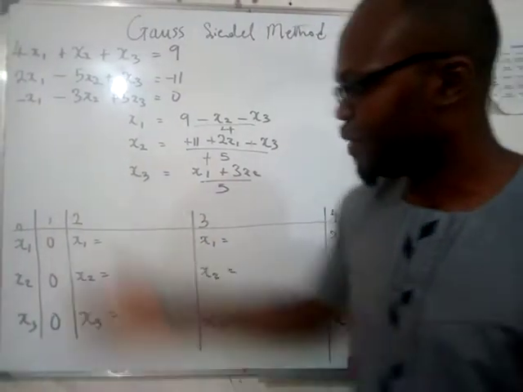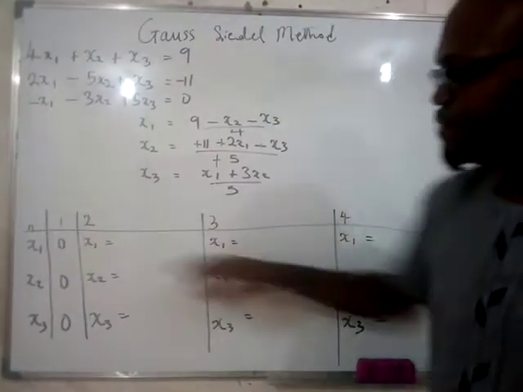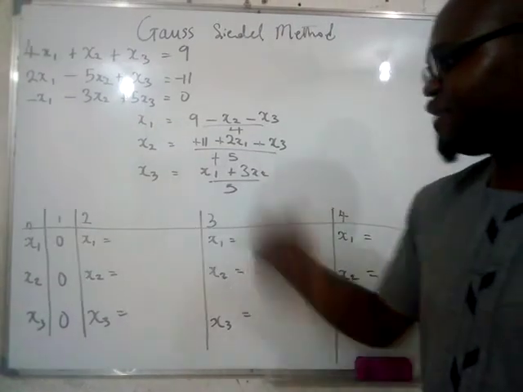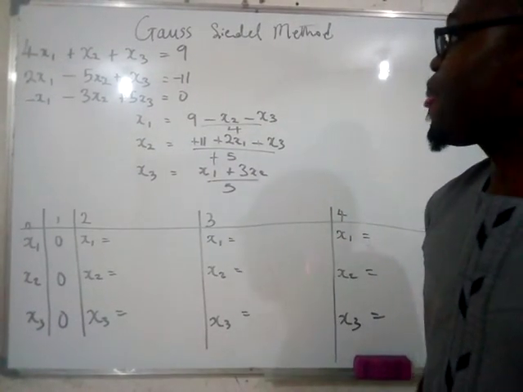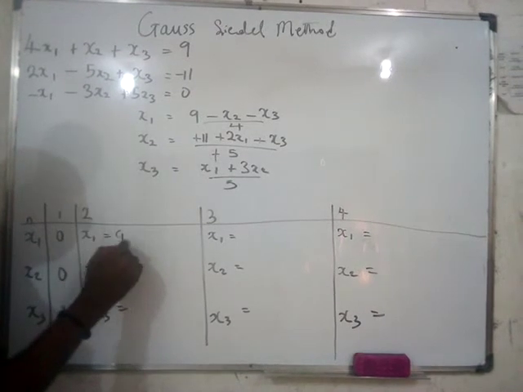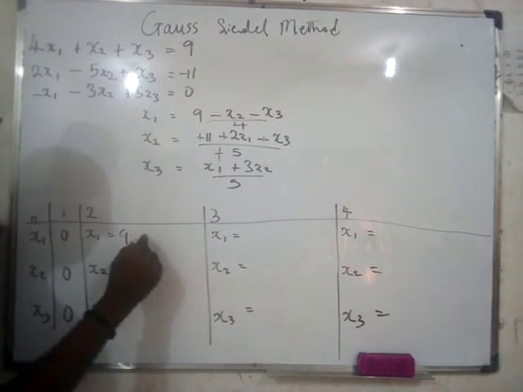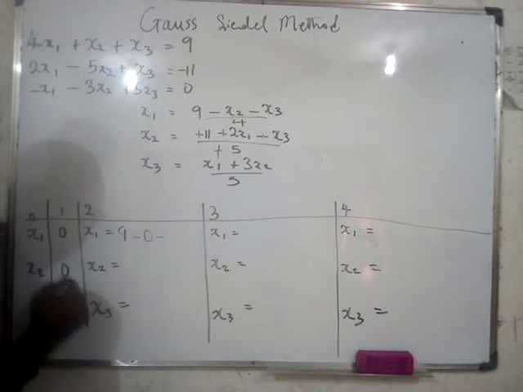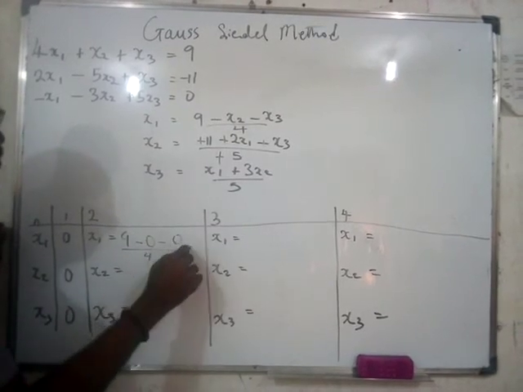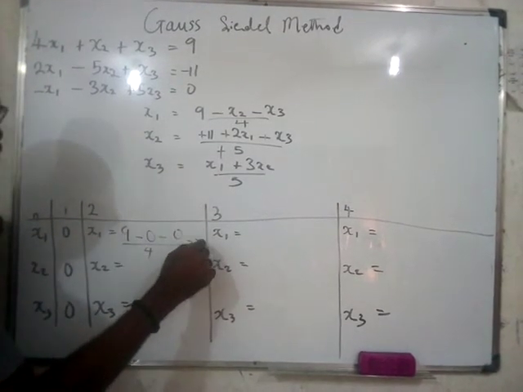To do the iteration, prepare a table, put the variables x1, x2, x3, then the number of iterations. Now use an initial value assumption of 0, 0, 0. The only difference between this and the Jacobi method is that now to solve for this, you bring this down, so you're going to have 9 minus x2, using x2 as 0, minus x3, also using x3 as 0, all over 4. So this is going to give you 9 over 4, which is 2 point something.